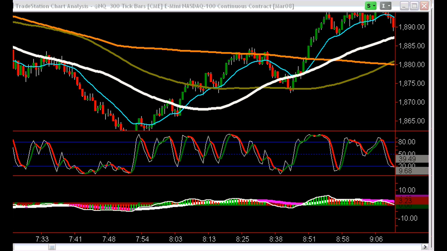Okay, so that's it. That's a good description of the rubber band trade using our indicators. Hopefully you found that real helpful.